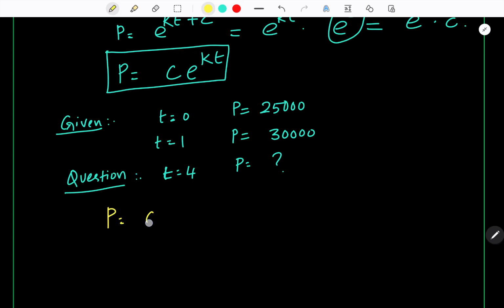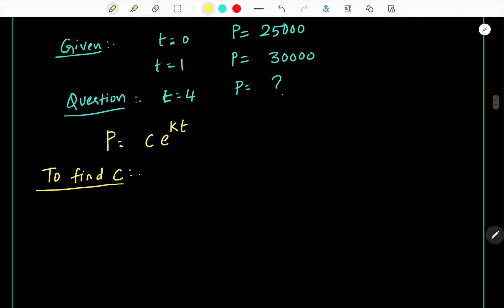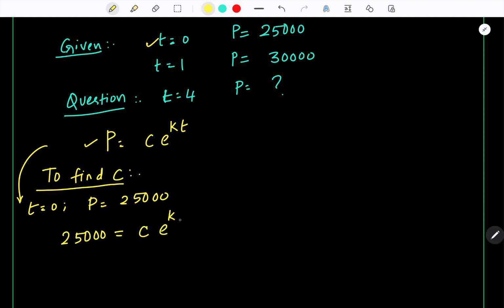So P equals C e power kt. To find the first constant, to find C, the first condition we are putting is t is equal to 0, P is equal to 25,000. So 25,000 is equal to C e power k into 0. So 25,000 is equal to C e power 0, which is 1. So C is equal to 25,000. Clear, everybody?